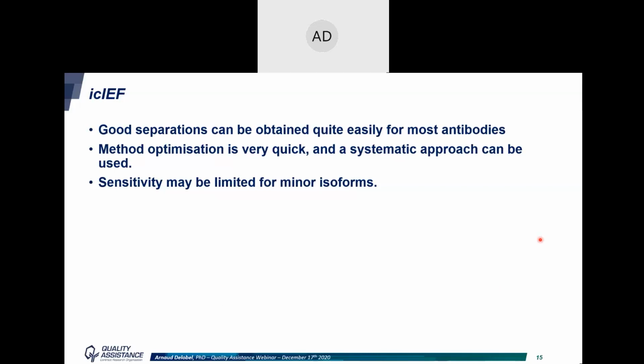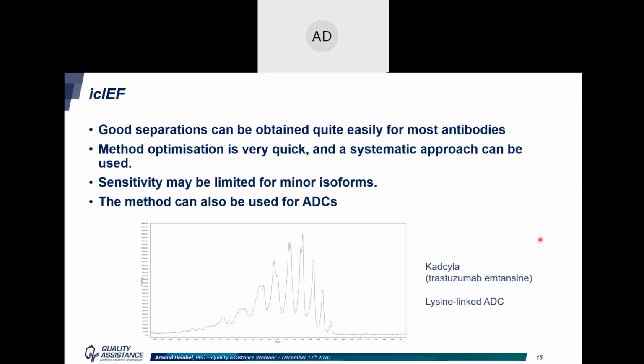This method can also be used for antibody-drug conjugates, and I have shown here the example of Kadcyla, trastuzumab emtansine, which is a lysine-linked ADC. So you have here the naked antibody, and each peak corresponds to one drug that is linked to your antibody. So one drug, two drugs, three drugs, and so on. And why is that? It is because when you have a drug that is linked to a lysine, you have a basic site that is removed from the antibody, and you generate acidic species.